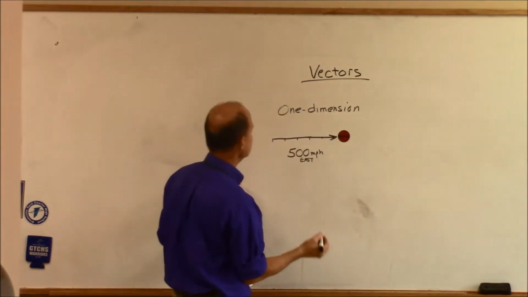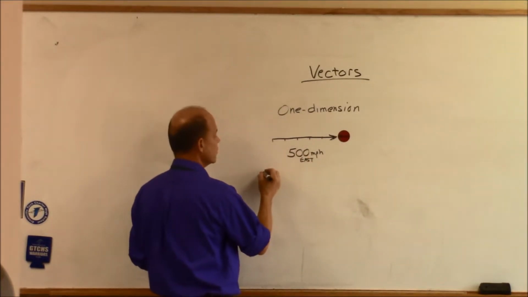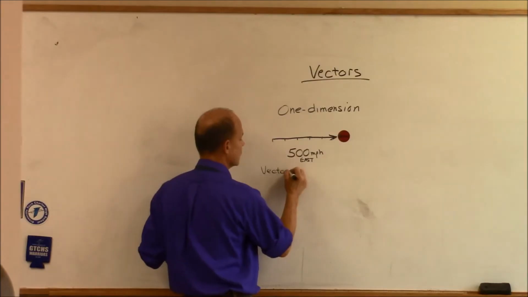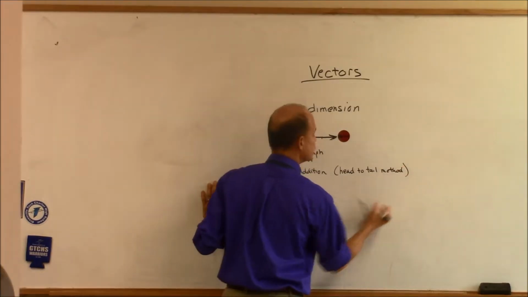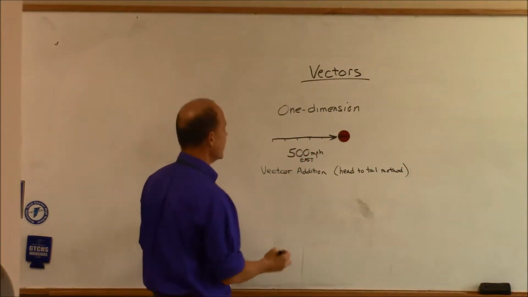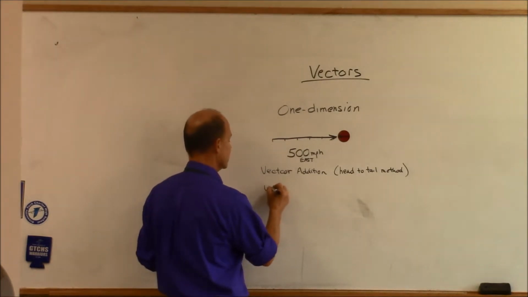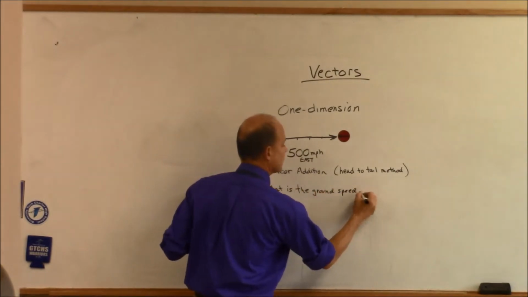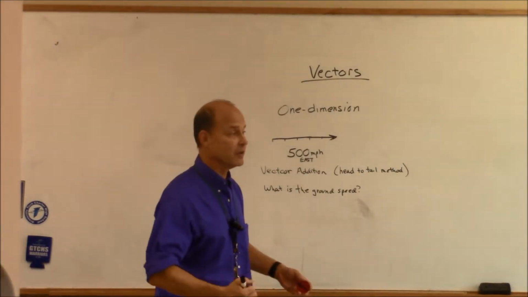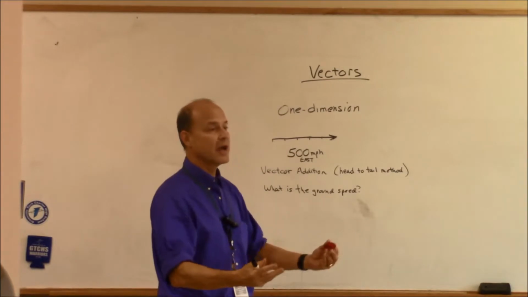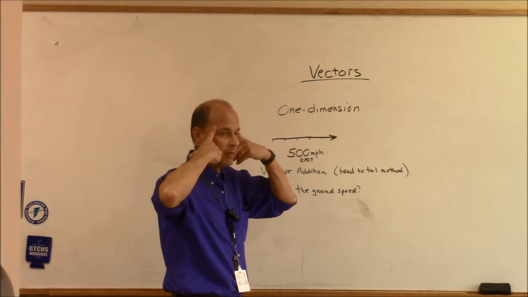Well, what I want to show you is the head-to-tail method of vector addition. So we're going to use vector addition, the head-to-tail method, to solve this problem. So the question is, what is the ground speed of the airplane? Most of you have already figured it out. Well, I'm going 500 miles an hour and I got a 100 mile an hour headwind. I must only be going 400 miles per hour. Okay? So this is good. You know that. You didn't need vectors to come up with that answer.